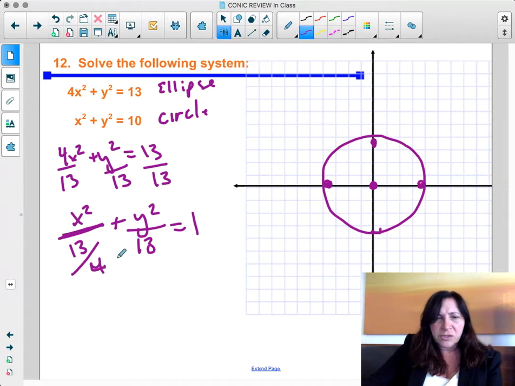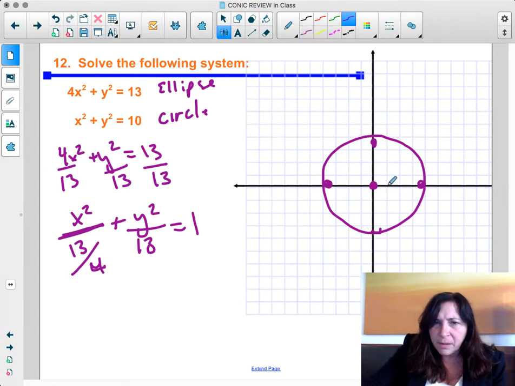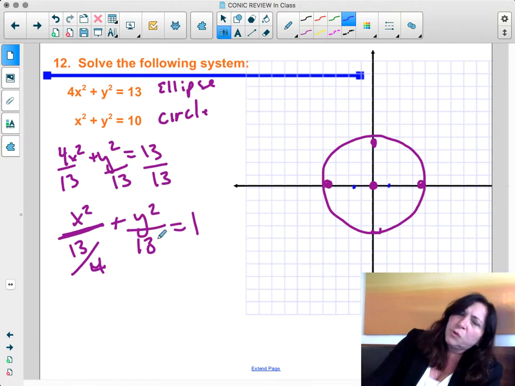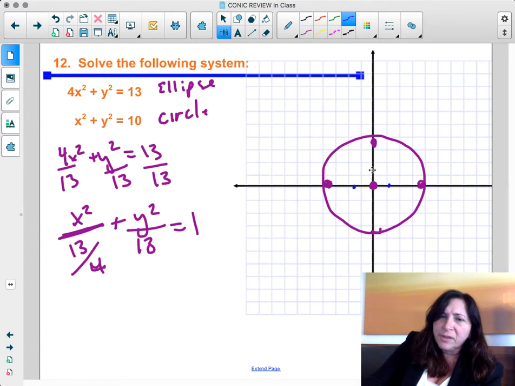What's 13 fourths? It goes in there 3 times, 3 and some change. Square root of 3 is like 1 point something. So we know that this one's going to be from the center over 1 to the left 1. Now, this is the square root of 13. Now, the square root of 13 is 3 point something. So it's going to be 3 and some change also.